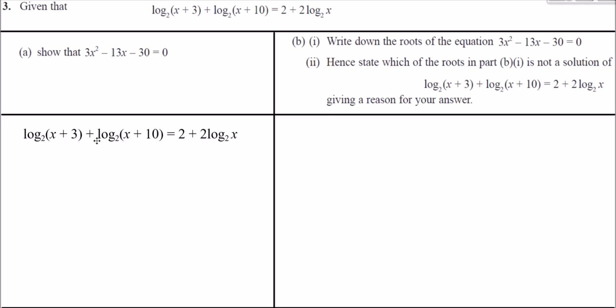Just consider the left-hand side for a moment. We've got log base 2 of something plus log base 2 of something else. Remembering our laws of logarithms, if we've got log of a plus log of b, assuming the logs are to the same base, that can be combined into a single log. Log a plus log b becomes log of ab. So I can combine these two brackets into a single logarithm. The left-hand side will become log base 2 of x plus 3 multiplied by x plus 10 equals 2 plus 2 log base 2 of x. So all done here, combine this log and that log into one single log.